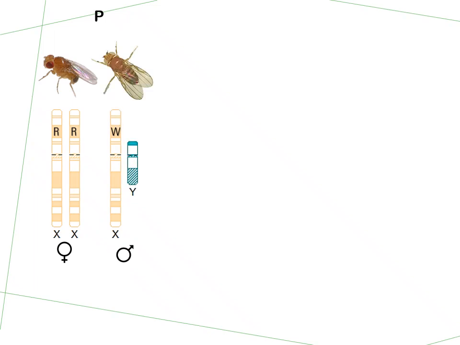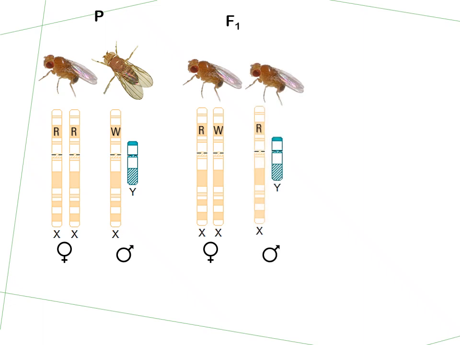Back to our experiment. In the P generation, the females were XX, homozygous for the red allele, while the males, which were XY, were hemizygous, that is, only carrying one copy for the white allele. In the F1 generation, the females must have been heterozygous, with one X coming from each parent. The males must have all had a red allele, since they will have inherited one of the mother's X chromosomes along with the father's Y.